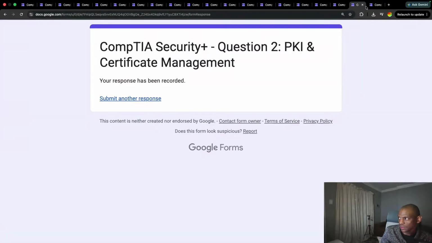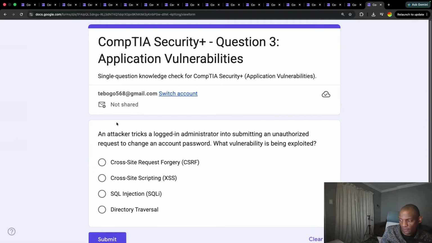Okay, now let's go to the next question. Let's see if you can get this one. This question says: an attacker tricks a logged-in administrator into submitting an unauthorized request to change an account password. What vulnerability is being exploited?